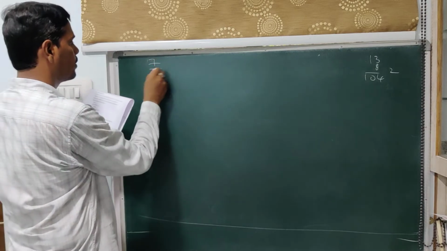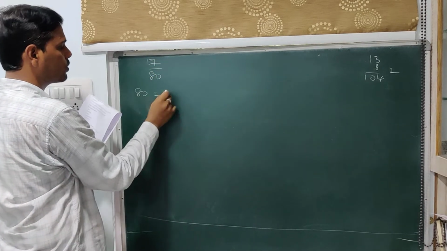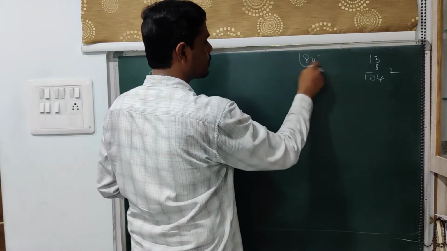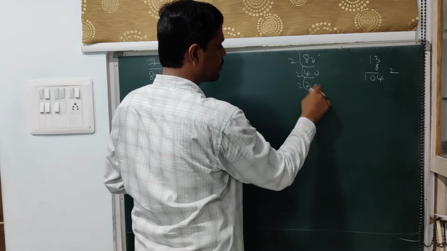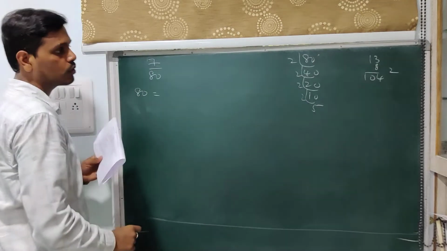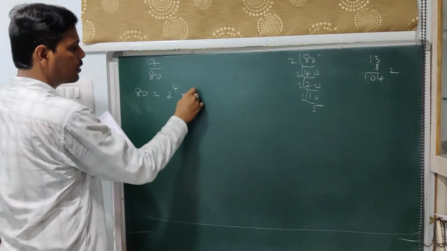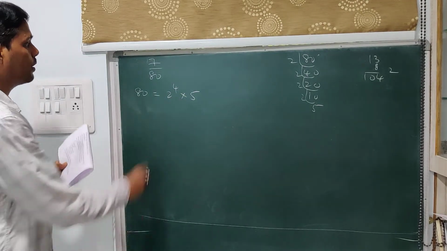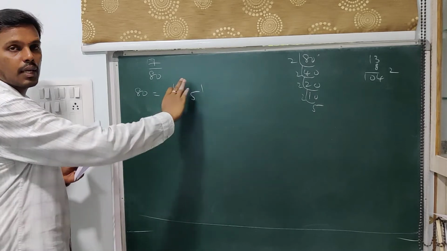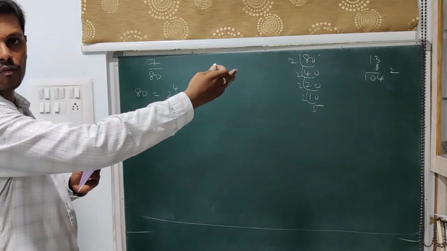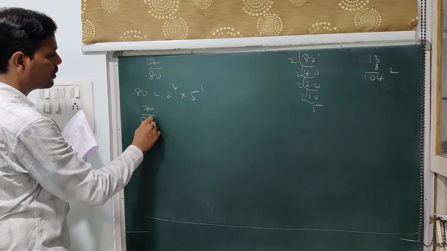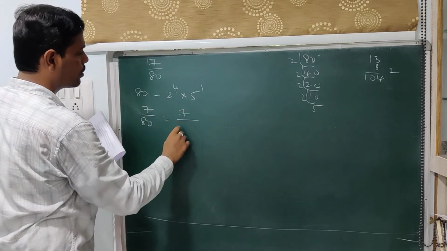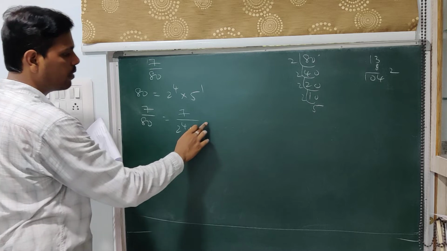7 by 80. So do the prime factorization for 80. So prime factorization for 80. 2 40s are 80, 2 20s are 40, 2 10s are 20, 2 5s are 10. So which is 2 power 4 into 5. Now, this is already in the form 2 power m into 5 power n. So we need not do anything. Now we need to convert that into decimal expansion. So 7 by 2 power 4 into 5 power 1.